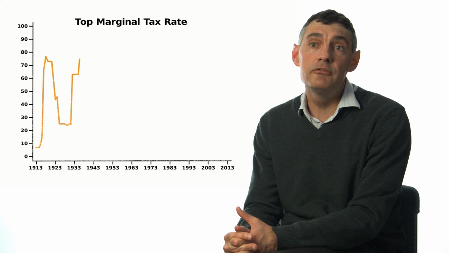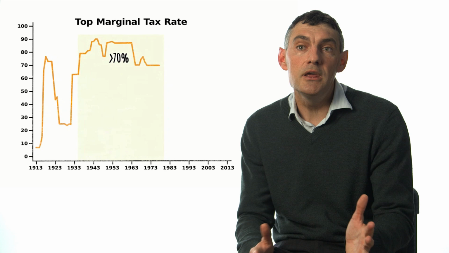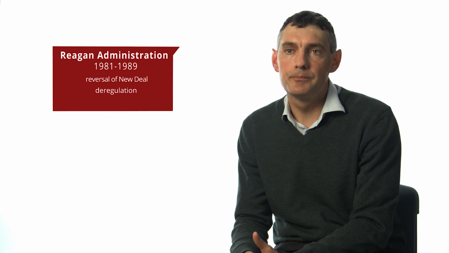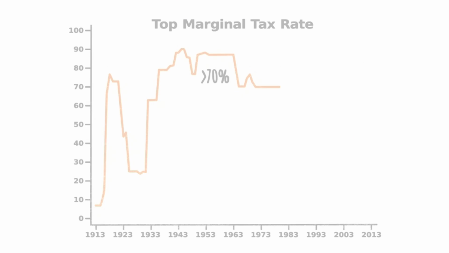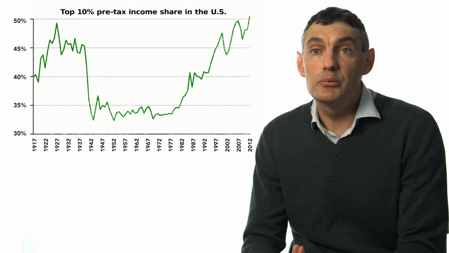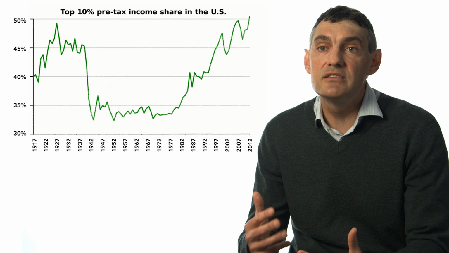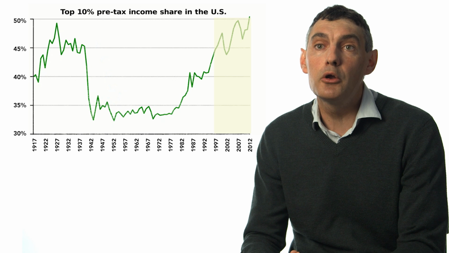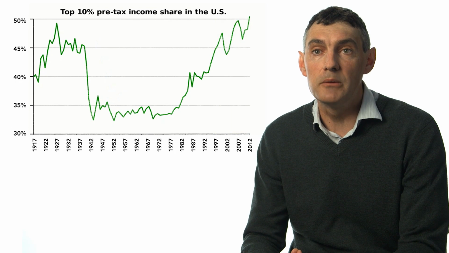so it's hard to remember this today, but actually the top marginal income tax rate in the United States is above 70% from 1933 all the way until Reagan gets elected. With the election of Ronald Reagan, the New Deal policies start being reversed with deregulation and a sharp, drastic lowering of the top income tax rate down to 28%. The very striking finding is that starting in the late 1970s, the top 10% income share starts to rise and has been rising for decades, so that in recent years, we've reached levels of almost half of total pre-tax income going to the top 10% families.